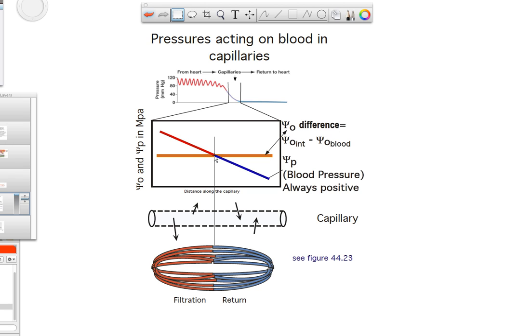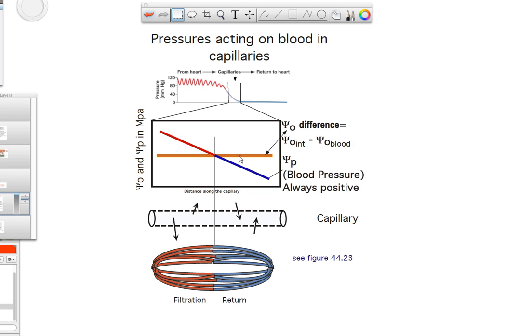Right? So when those pushing fluid out, pulling fluid in forces are equal, there's no net flow of liquid into or out of the blood. Anywhere before that, the pressure is the stronger influence, and therefore all through this range, throughout this part of the vessel, you have an exit of fluid from the blood.